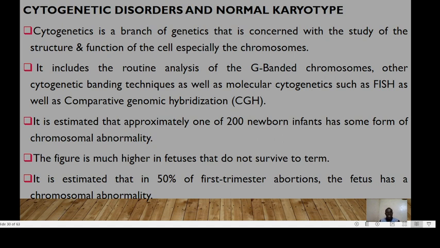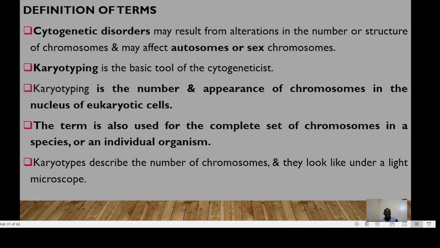It is estimated that approximately 1 in 200 newborn infants has some form of chromosomal abnormality. The figure is much higher in fetuses that do not survive to term. It is estimated that in 50% of first trimester abortions, the fetus has a chromosomal abnormality. So cytogenetic disorders may result from alterations in the number or the structure of chromosomes, or may affect autosomes or sex chromosomes, while karyotyping is a basic tool of the cytogeneticists.